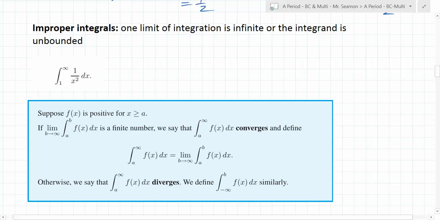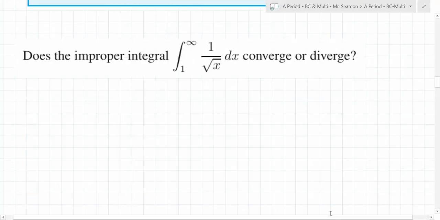Key point right here. It converges if it has a finite answer. It diverges if it blows up. How would you go about doing this integral?